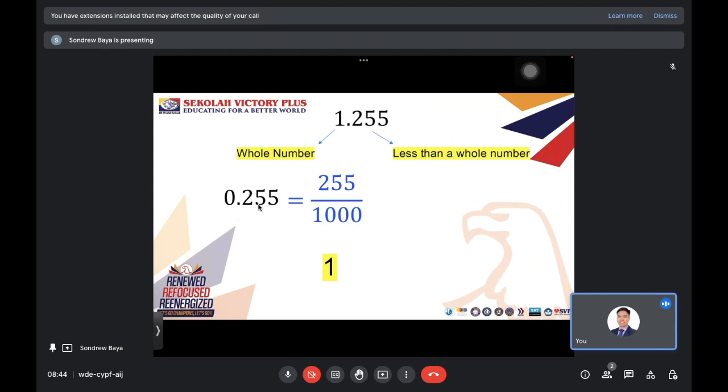Reduce the lowest term, divide both numerator and denominator by their HCF, which is 5. Thus we will get 51 over 200. So the fraction now is 151 over 200. Or converting it into mixed number, that's 251 over 200. Alright, and that's how easy it is. Pause this video please and take down notes.